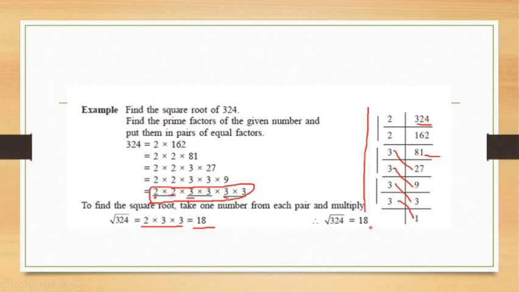Obviously, the square of 18 will give you 324.